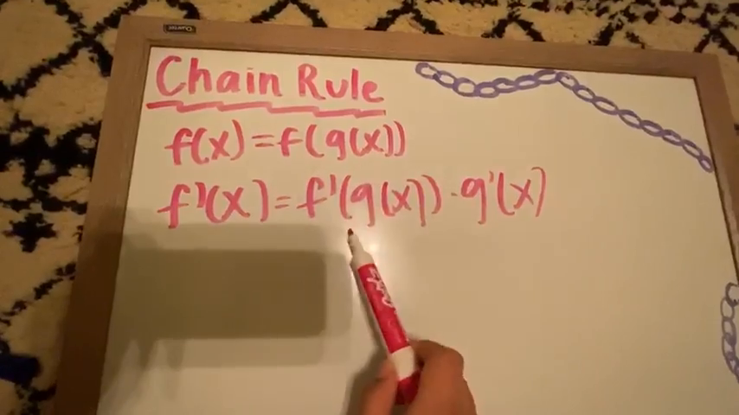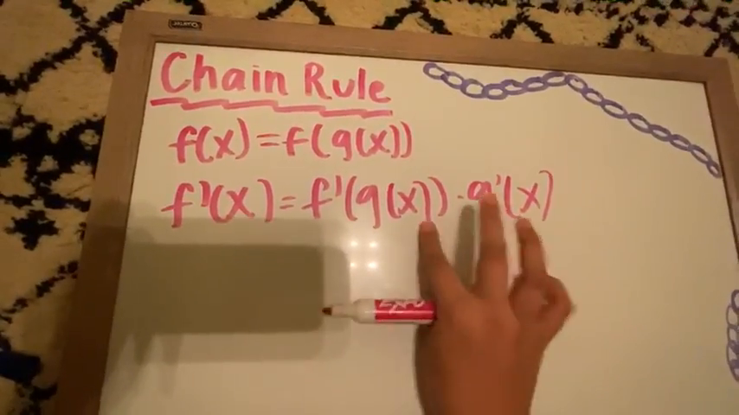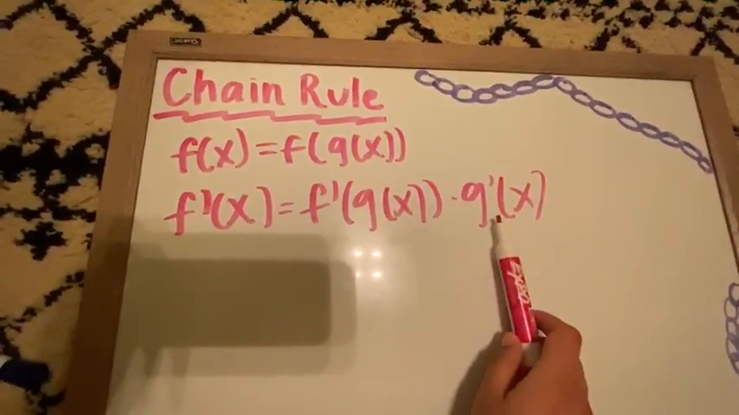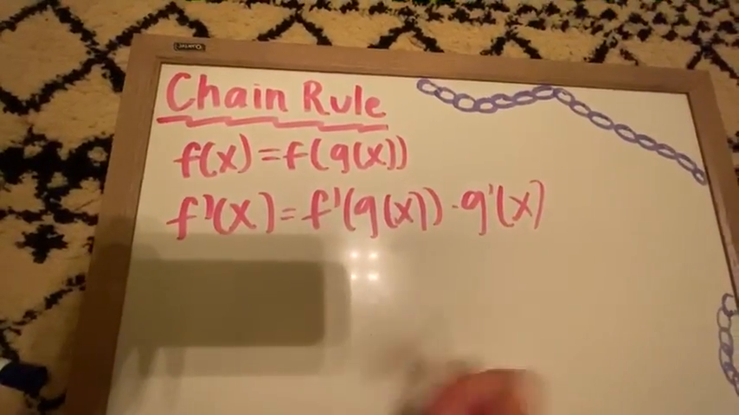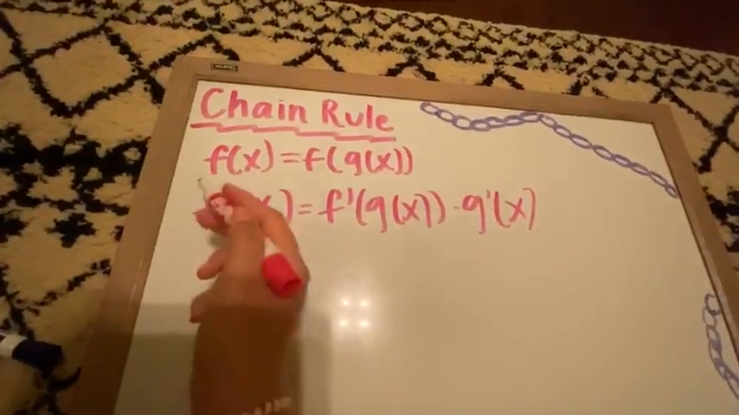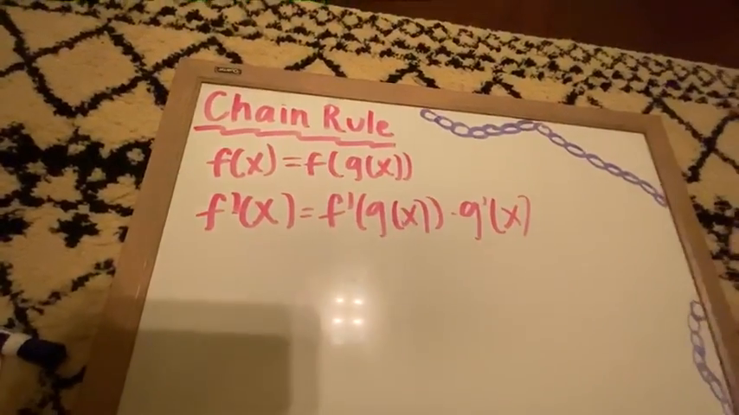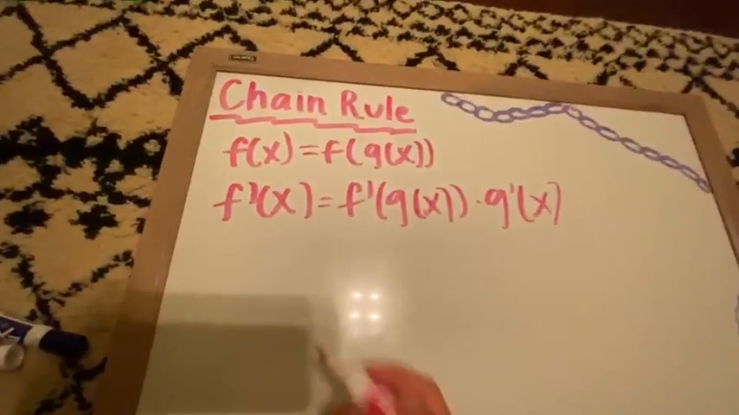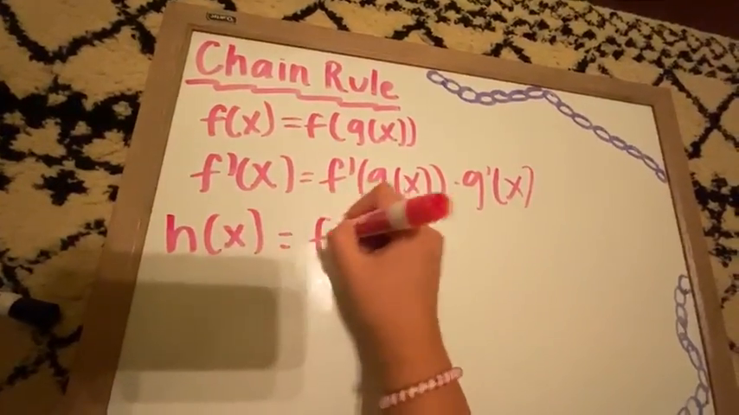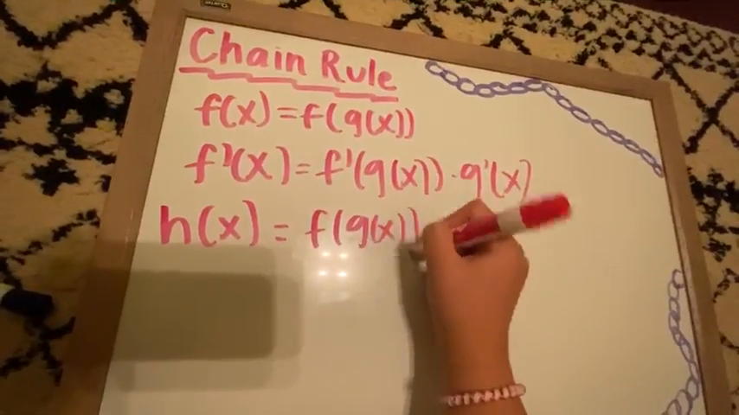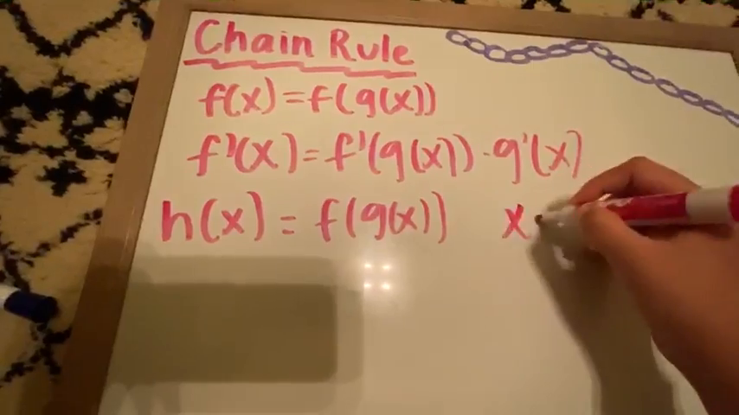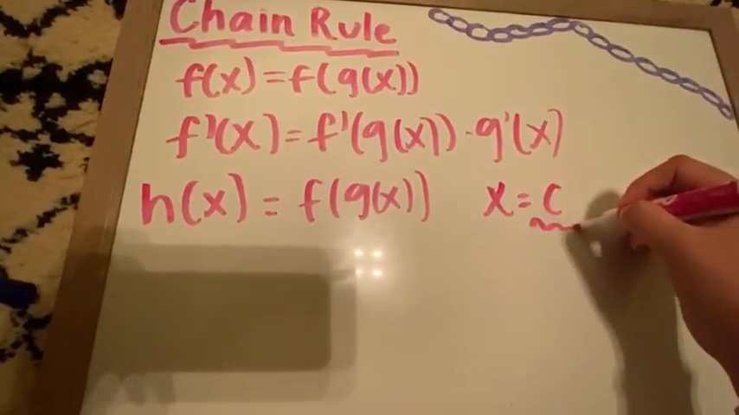So this argument stays the same. This turns into a prime, and then you also multiply it by the argument's derivative. The proof: if you have the same situation, f of x is equal to f of g of x, then you just make that into an h of x is equal to f of g of x. You must show that x can be a constant c.